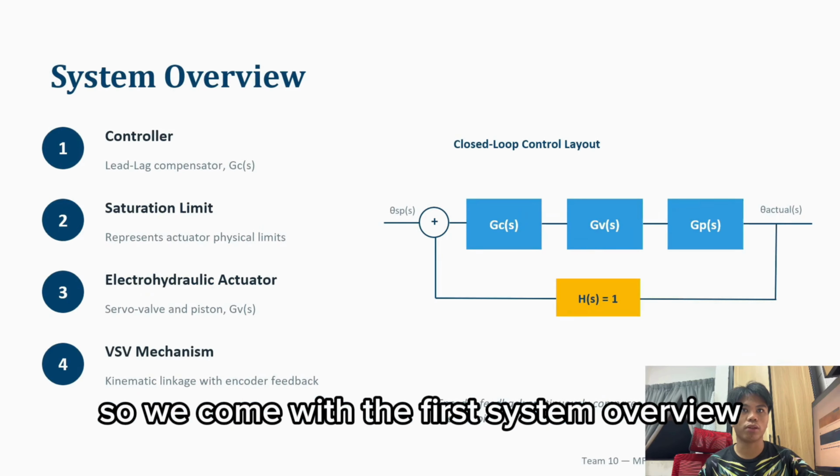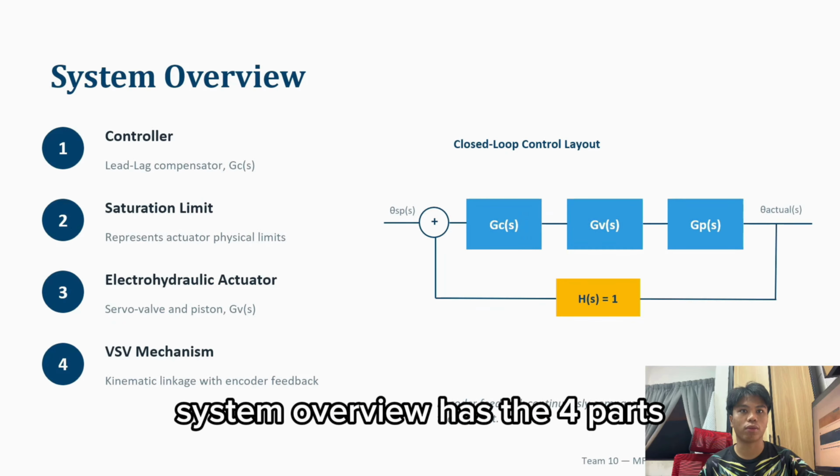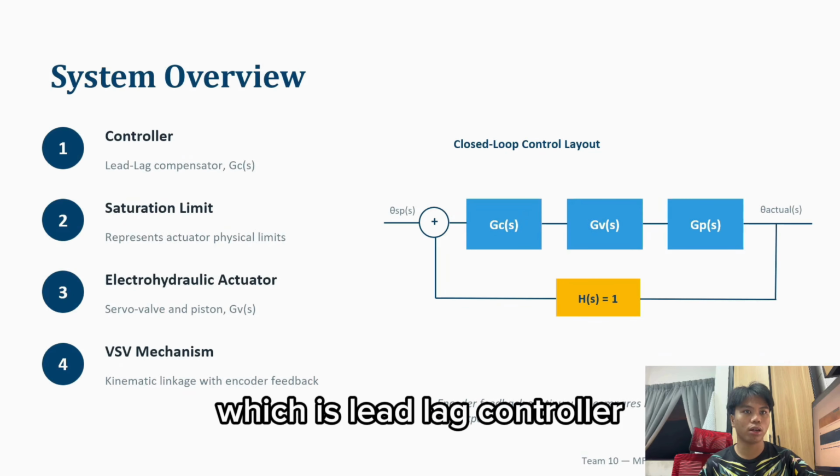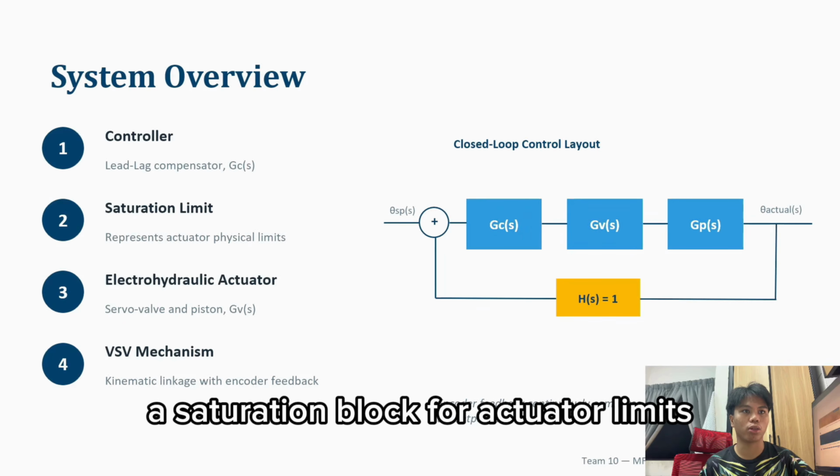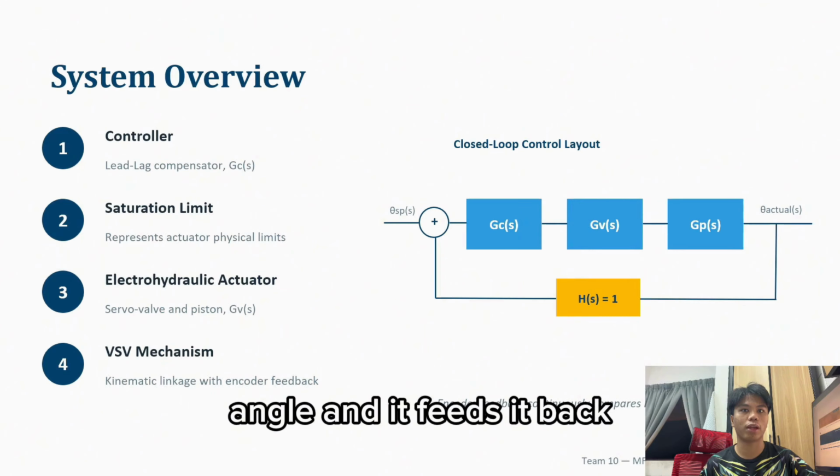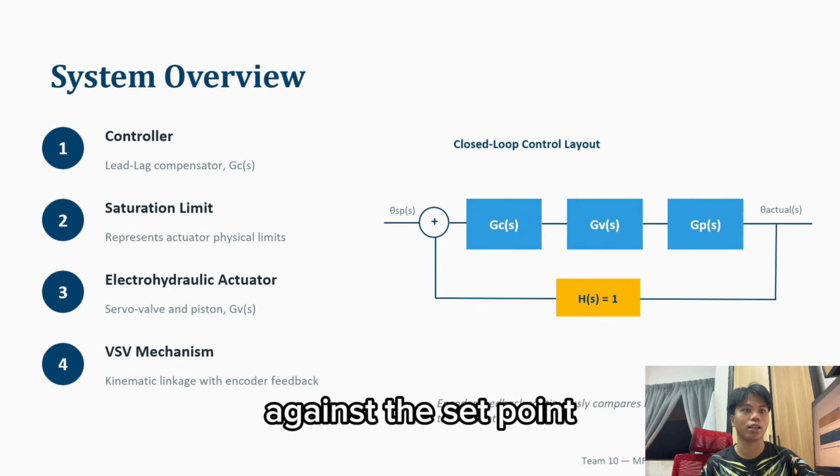So we come to the first system overview. The system overview has four parts: the lead lag controller, a saturation block for actuator limits, the hydraulic actuator itself, and the VSV mechanism with encoder feedback. It's a standard closed loop, and the encoder continuously measures the actual vane angle and feeds it back so the controller can correct any error against the set point.